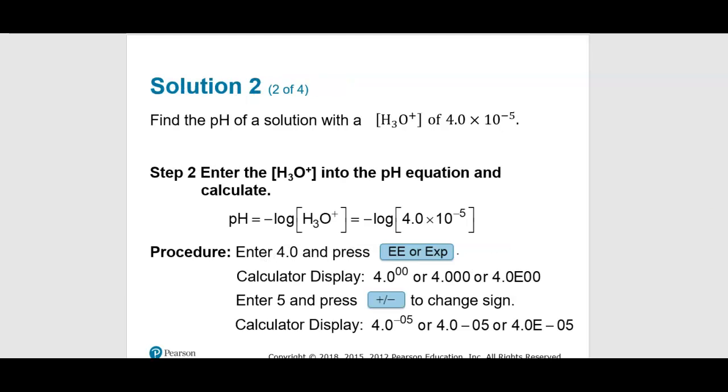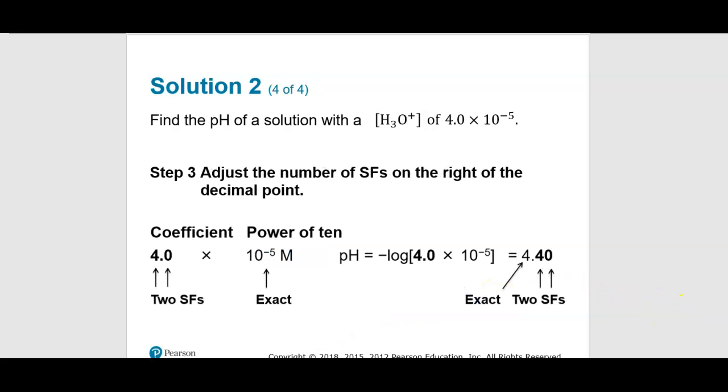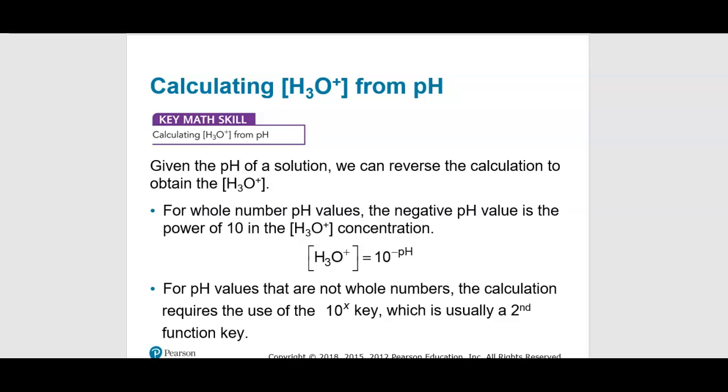Okay, you take the pH equation, and you go through all these steps, and you're going to get 4.3979 and so forth. You have 4.0, that's the coefficient in the scientific notation. The number of significant figures is what you have after the decimal place. And so you're going to have to round this off. It looks like 4.40 is going to be your answer. So that's the way you do that. It's really a fairly straightforward process.